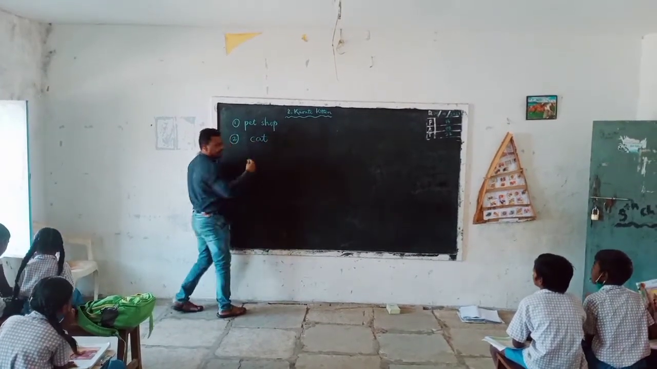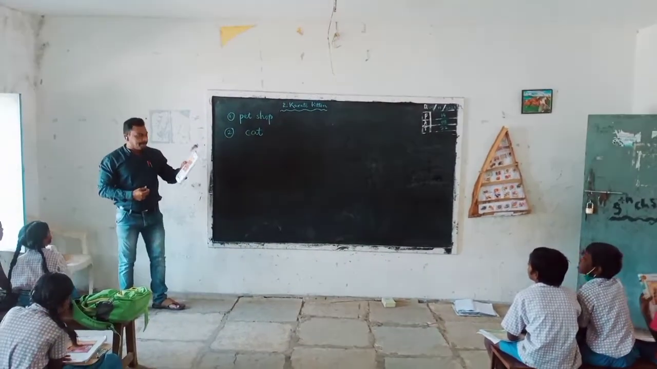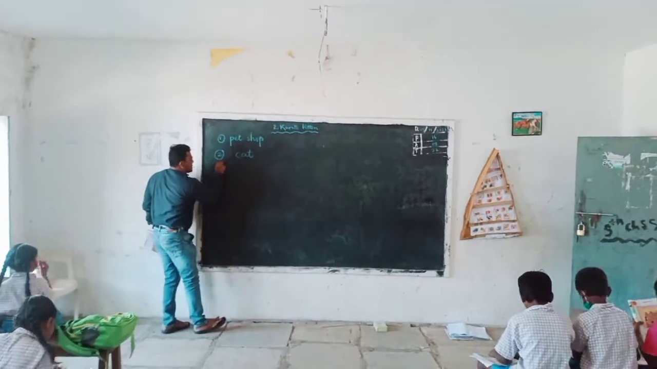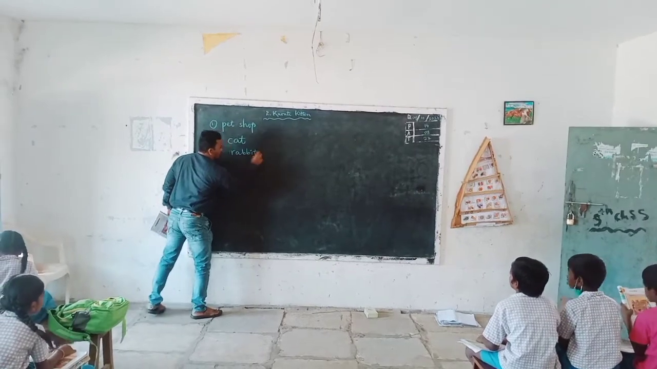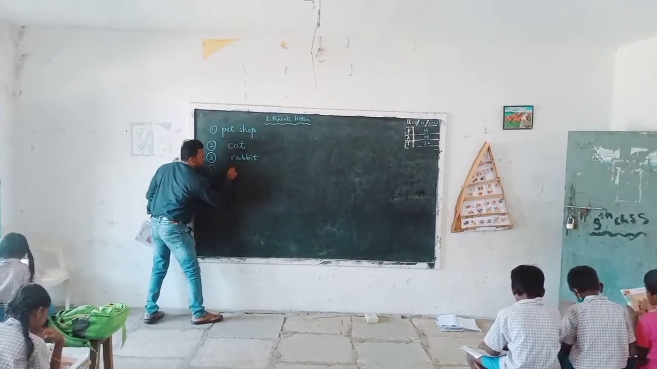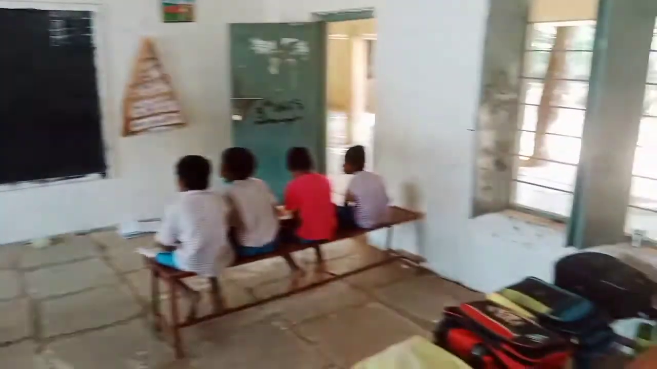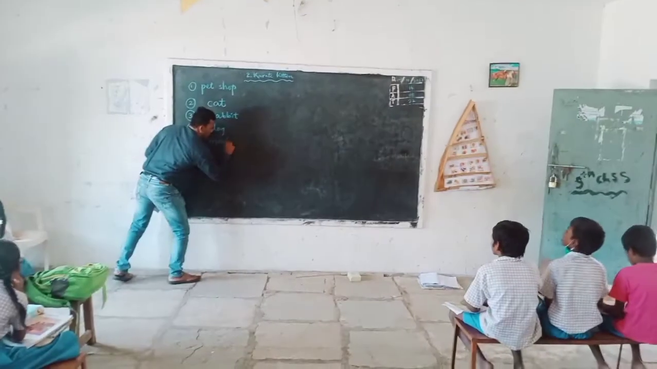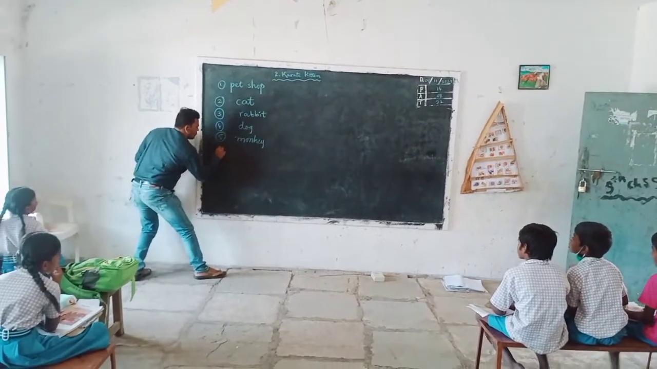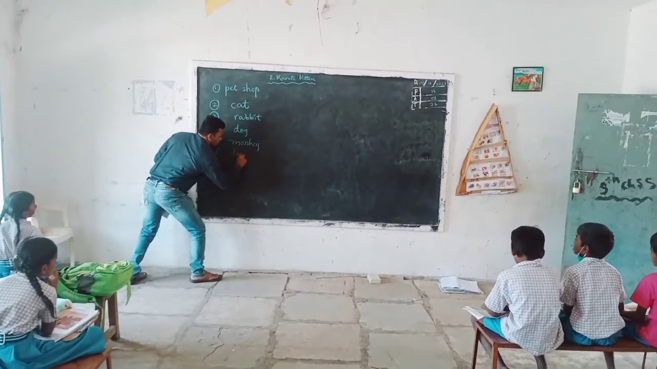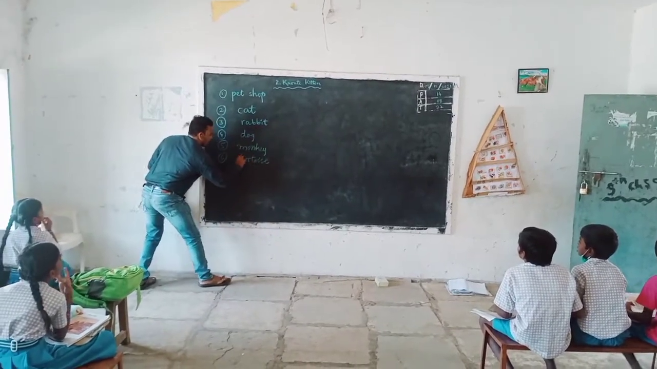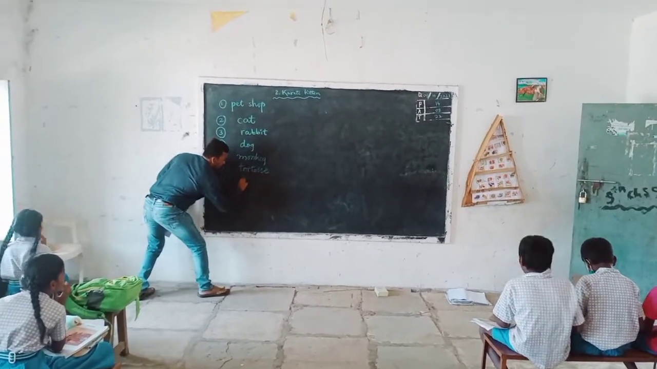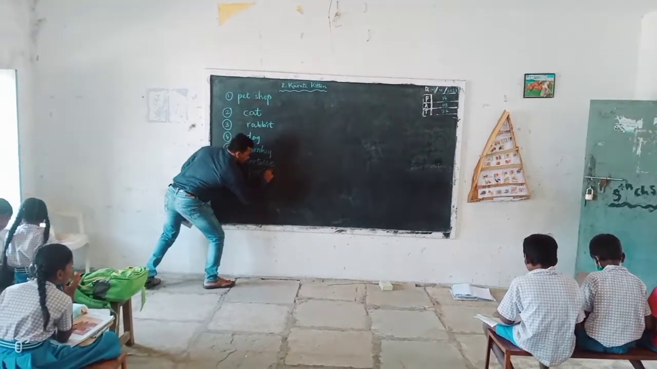And what are the different animals you see in the picture? Rabbit, dog, monkey, tortoise, carrot. Just keep saying what you see. What else do you see in this picture?